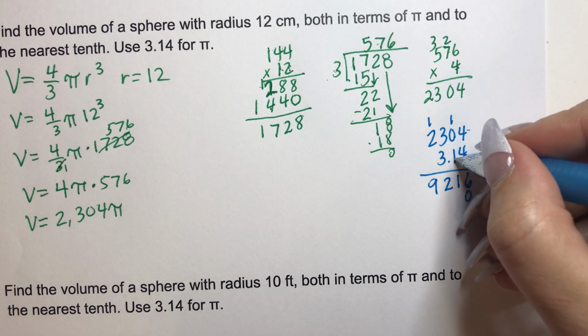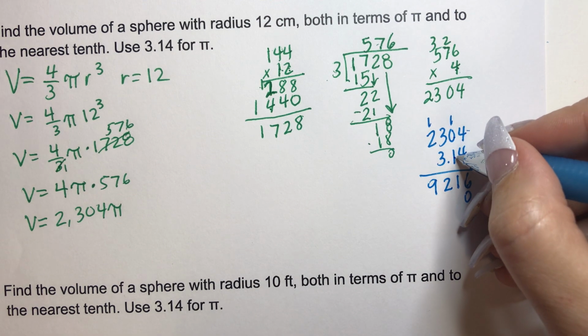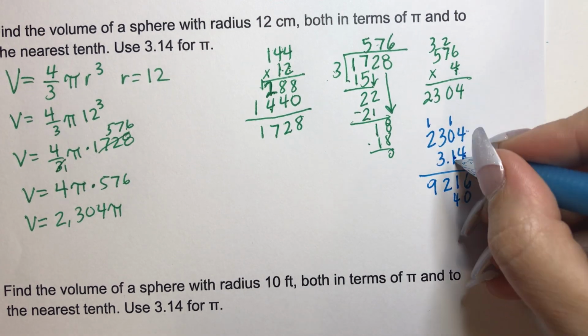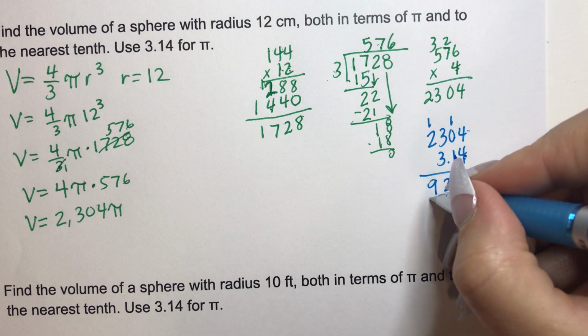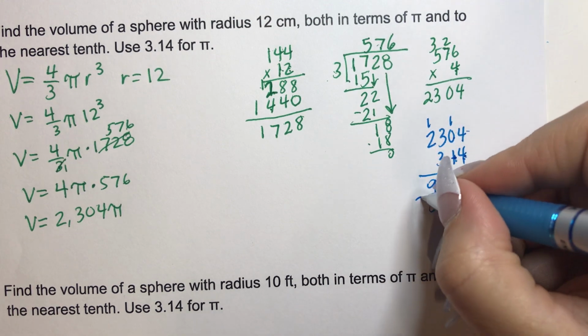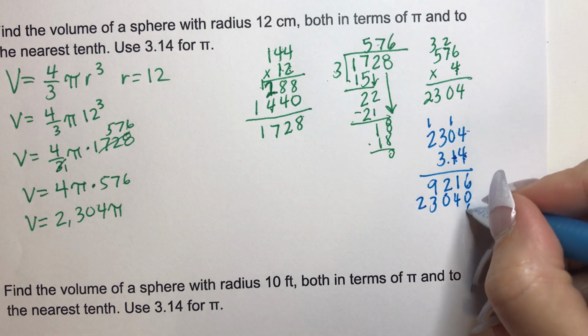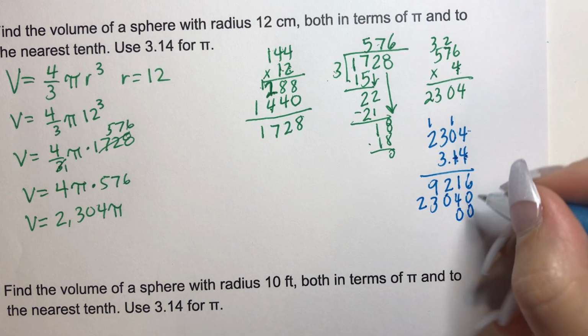And now we move on to the 1 in the 10 spot. 1 times 4 is 4. 1 times 0 is 0. 1 times 3 is 3. 1 times 2 is 2, and then the hundreds. So we put a 0 in the ones and the tens.